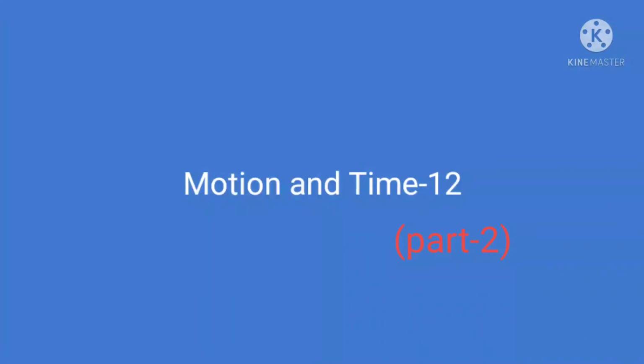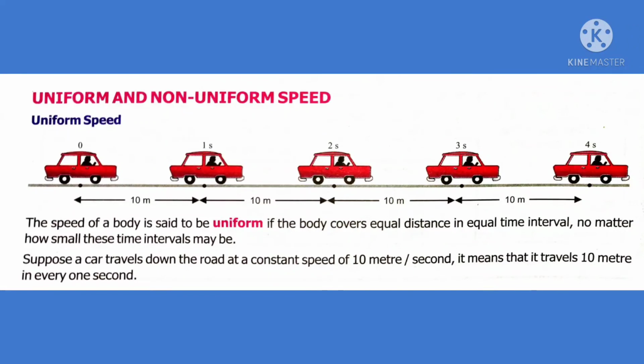Let's move on to Chapter 12 Motion and Time, part 2 on page 176, 177, and 178. We have been discussing speed. Speed equals distance by time: the distance covered by the body divided by the time taken for covering the distance. Its unit is meter per second or kilometer per hour.